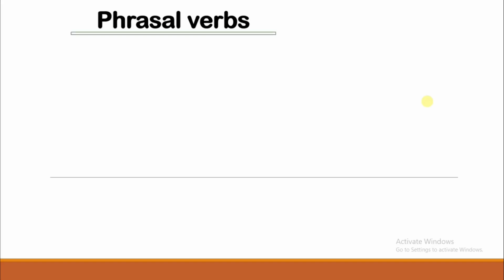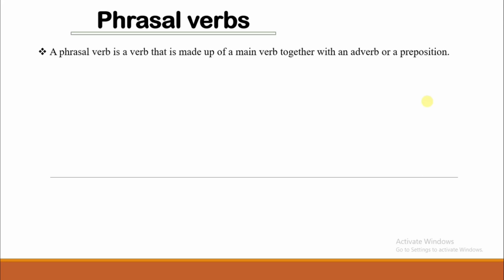First, before we start the phrasal verbs, we need to understand what the word phrasal verb is. So we're going to define what a phrasal verb is. A phrasal verb is a verb that's made up of a main verb together with an adverb or a preposition. Mostly a phrasal verb is made of a root word, which is a verb, plus a preposition. So today we are going to learn some of them.